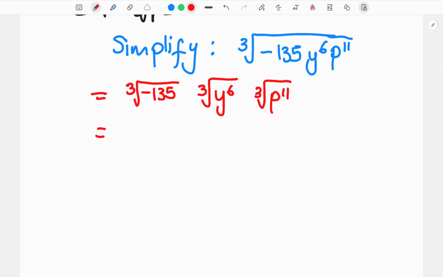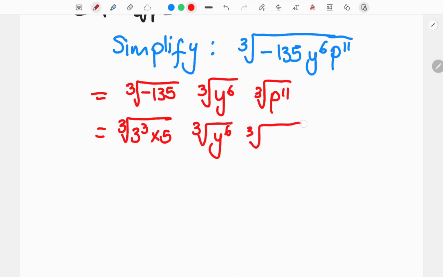Let's check on the calculator. 135, equals sign, shift, fact. It gives us 3 to the power 3 multiplied by 5. So in this case, we're going to have 3 cube root of 3 to the power 3 multiplied by 5. And then this is y. We're not worried about this because we know y to the power 6 divided by 3 is 2. So we're not worried about that.